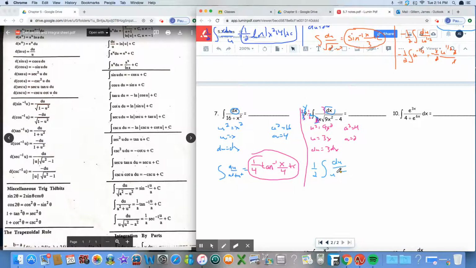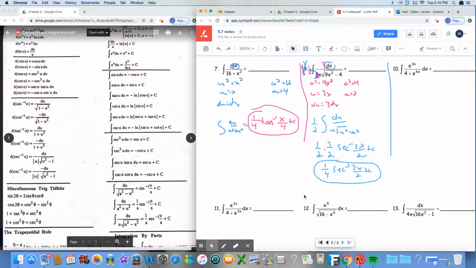So it's u square root of u squared minus a squared, all right, which is 1/2. Now I just do this, which is 1/2 times 1 over a, which is 2, inverse secant of u, which is 3x, over a, which is 2, plus c. So 1/4, because 1/2 times 1/2 is 1/4, inverse secant 3x over 2 plus c.